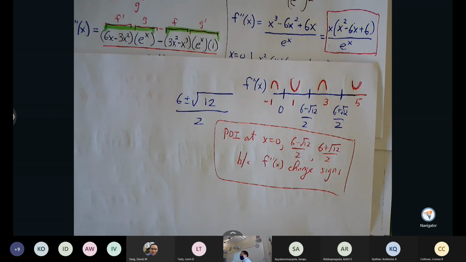So on the test, it'll be either one or the other. Either I give you f and I ask you for relative max, relative min, or I give you f and I ask you for concavity and points of inflection. It's a little bit too long to put into the test, so it'll just be one or the other. But we want to be familiar with both parts, so whatever you see, you'll be ready for it.